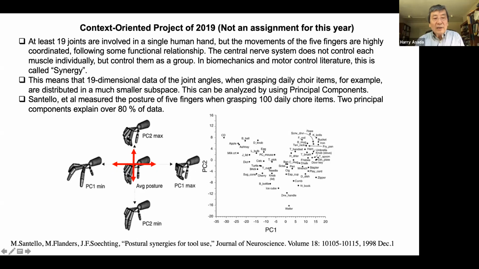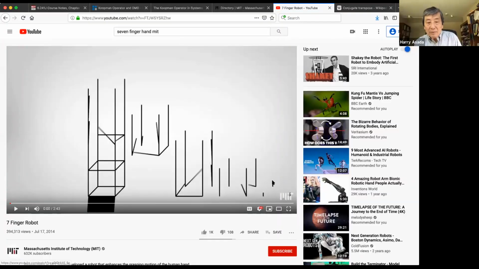So as you see, hand motion is very complex, but oftentimes, as far as we deal with daily chores, only 2 or 3 variables can represent the data. That's good, right? So we did some interesting jobs, and let me just show you a video. This is more entertaining. This video was viewed by almost 400,000 viewers.